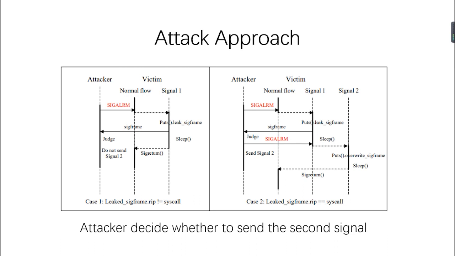Once the second signal arrives, the same signal handler responds. This time, the put function will overwrite the signal frame with a fixed signal frame. When the signal returns, the register contents have been changed. The attack can be completed.